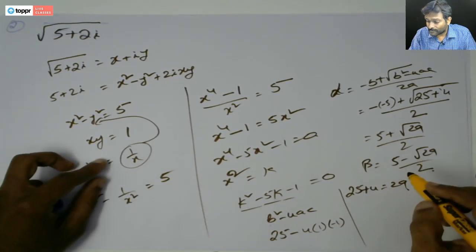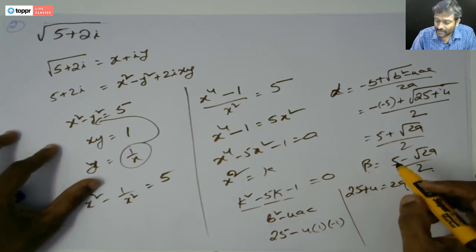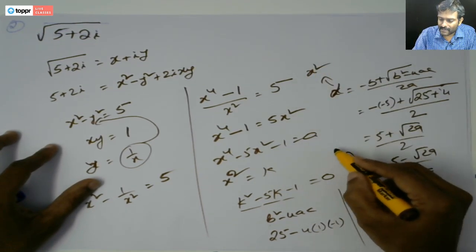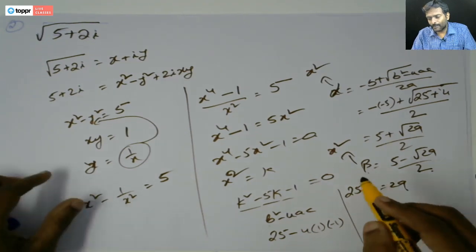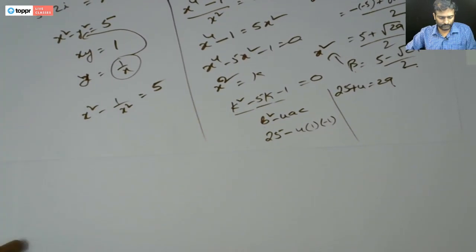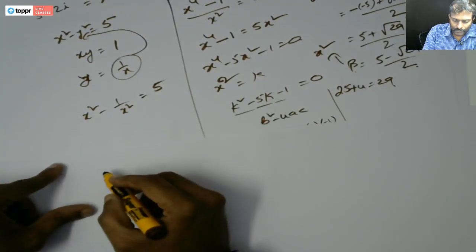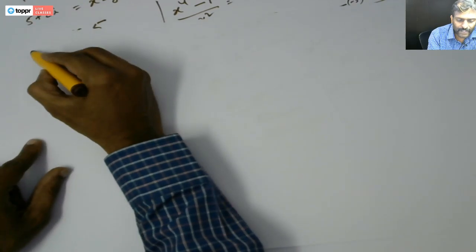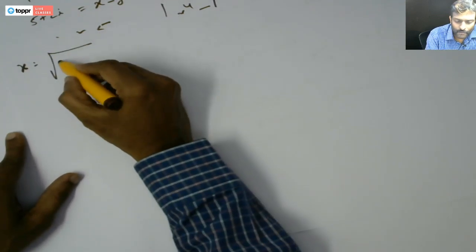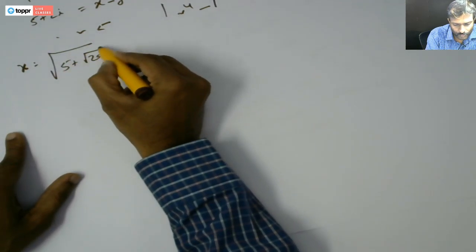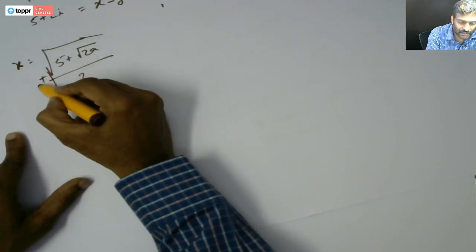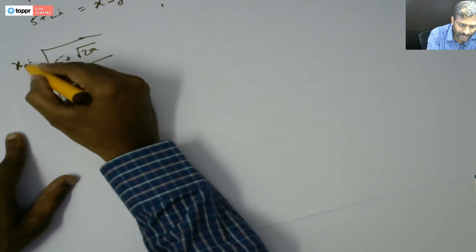These are the two roots, but this is not the complete root yet because this is equal to x square. So alpha is nothing but x square, and this is also x square. So x would be equal to the square root of (5 plus root 29)/2 under root. This is plus or minus again, and so this is x1 and x2.